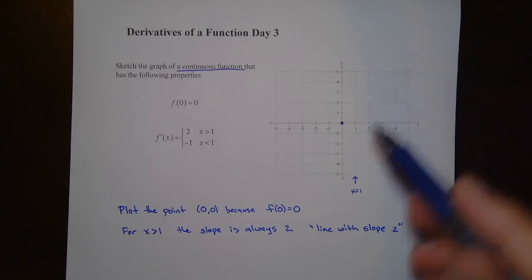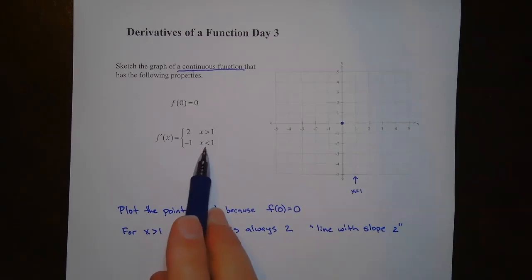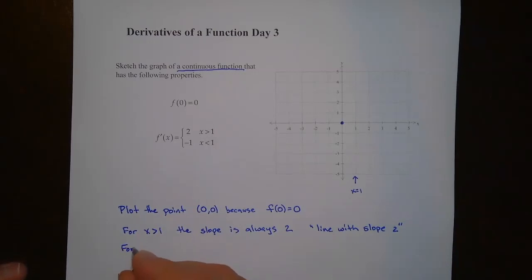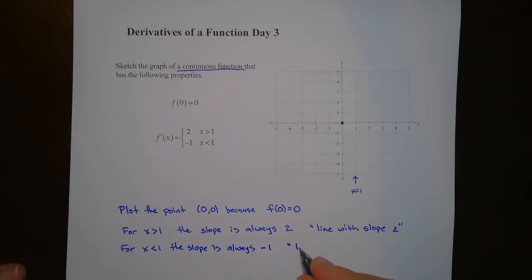okay? And then to the left of it, right, for x less than 1, the slope is always negative 1. Well, that means the slope is always going to be negative 1. The slope is always constant, right? So that's a line also. So for x less than 1, the slope is always negative 1. So this would also be a line. Anything that has a derivative that's a constant is going to be a line, okay, with slope negative 1. That's what we're going to draw, okay?